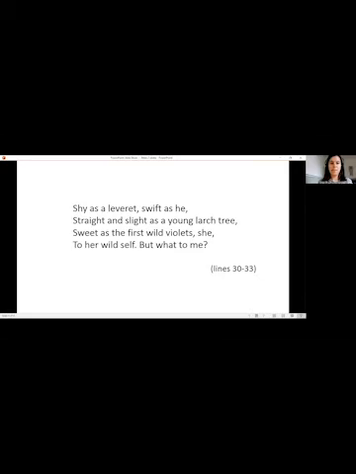Shy as a leveret, swift as he, straight and slight as a young larch tree, sweet as the first wild violets she, to her wild self, but what to me?